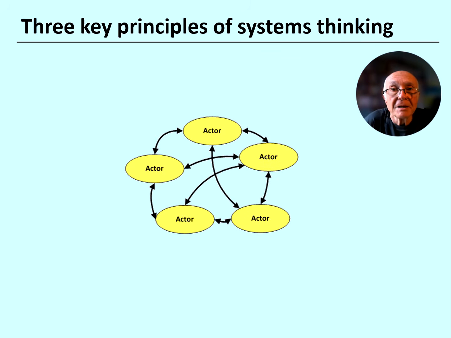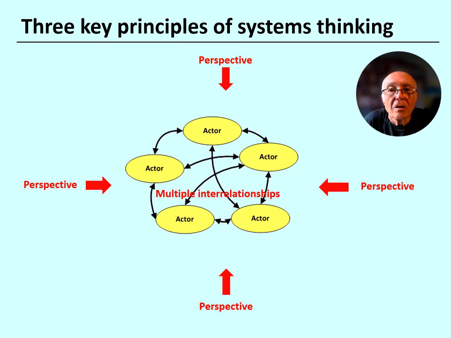Systems thinking identifies three key principles. One is that the actors in a system have multiple interrelationships. They affect each other and they're affected by what the other actors are doing. There are multiple perspectives. There are different ways of looking at the situation, looking at the system. So I see it one way, another person sees it another way. And that means that the interrelationships may change, that I see some interrelationships, another person may see other relationships.